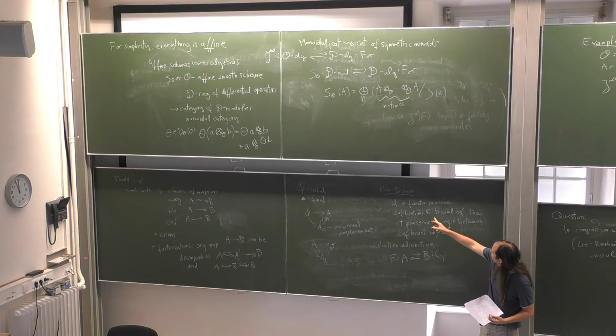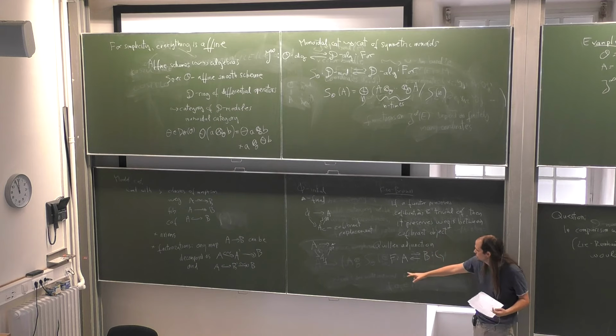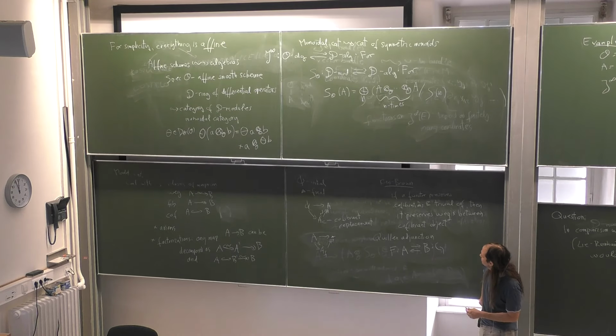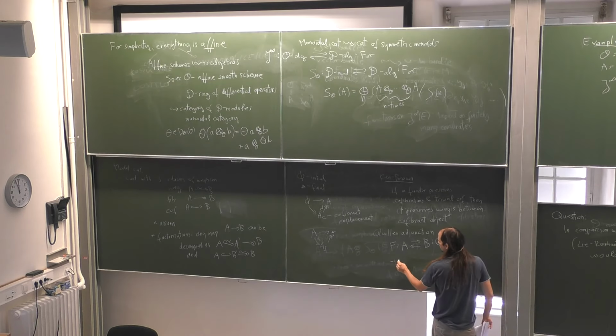Because if this guy preserves cofibrations and trivial cofibrations, it preserves weak equivalences between cofibrant objects. So if I have two cofibrant objects that are weakly equivalent to this guy, then they will be weakly equivalent here. So this gives derived functors.